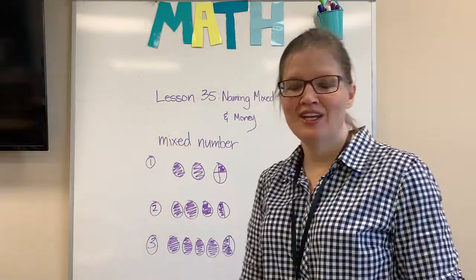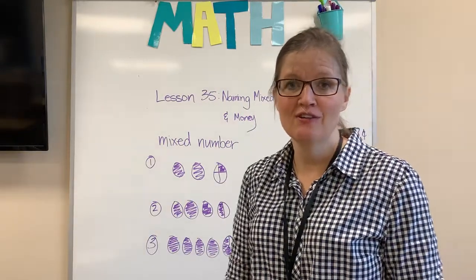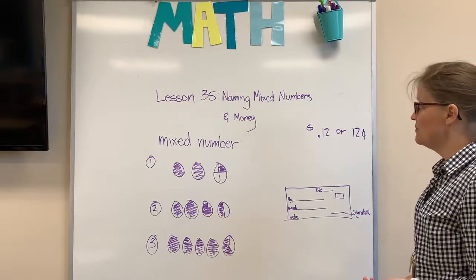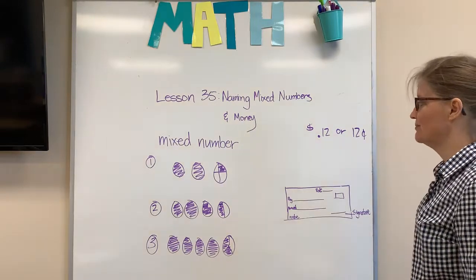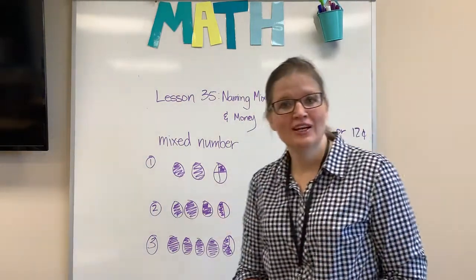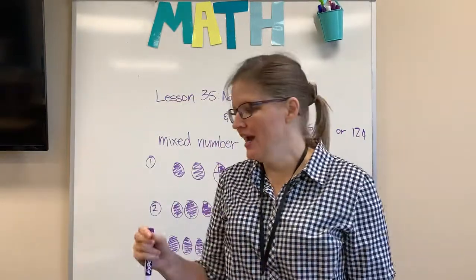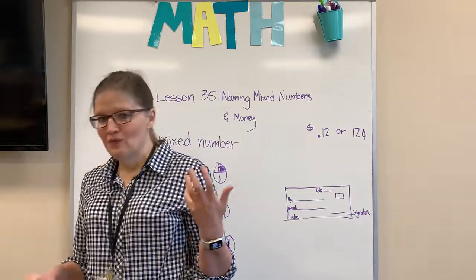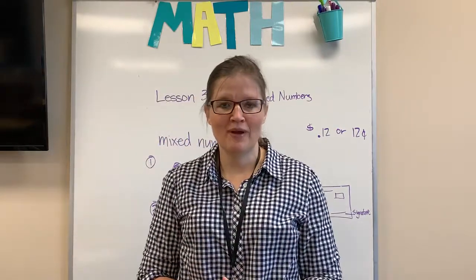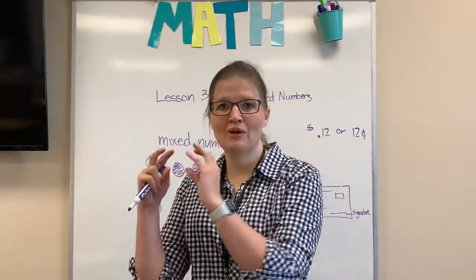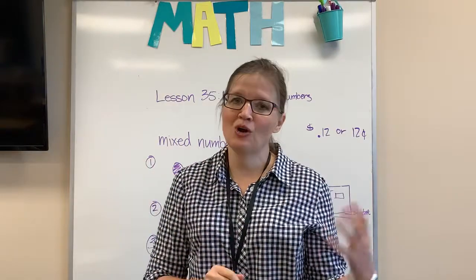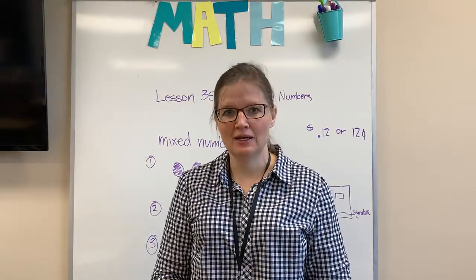Today we are covering lesson 35, which is naming mixed numbers and money. First off, you need to understand what a mixed number is. It is a whole number and a fraction. Sometimes we will have amounts where we have a whole number and then we have part. And so we call these mixed numbers.